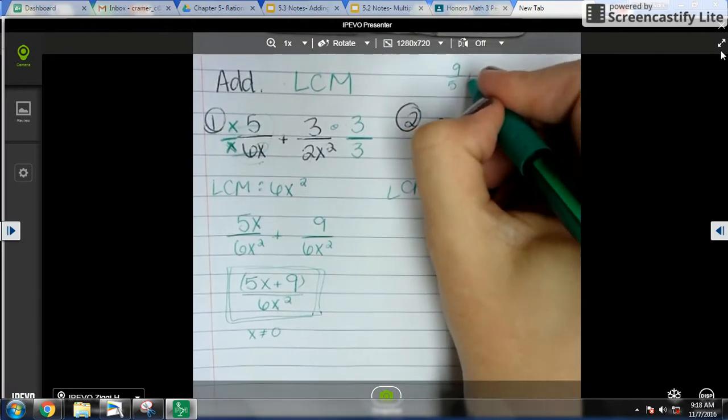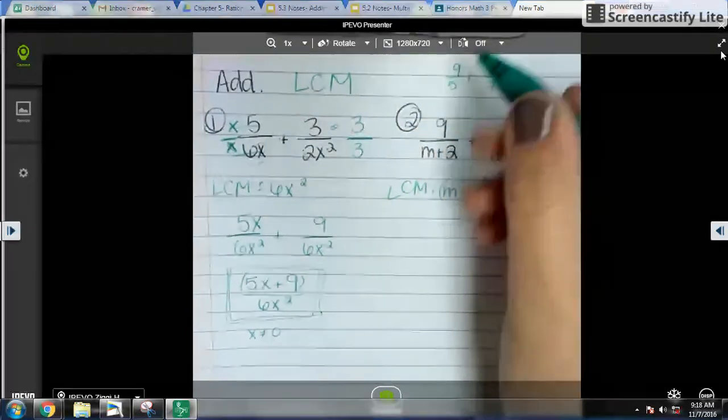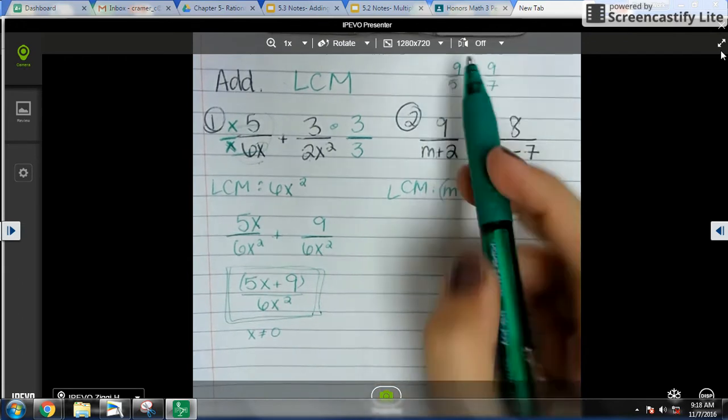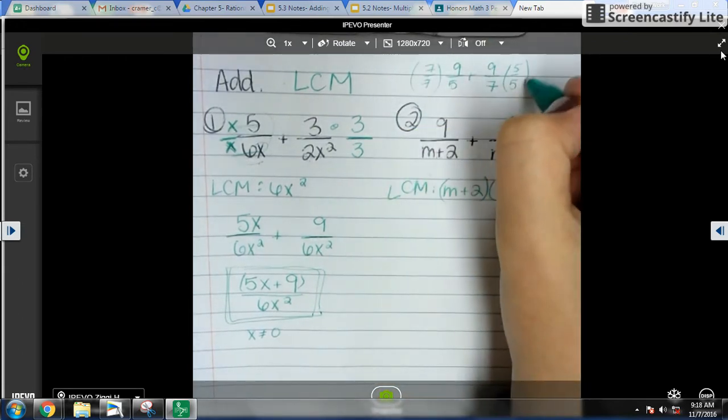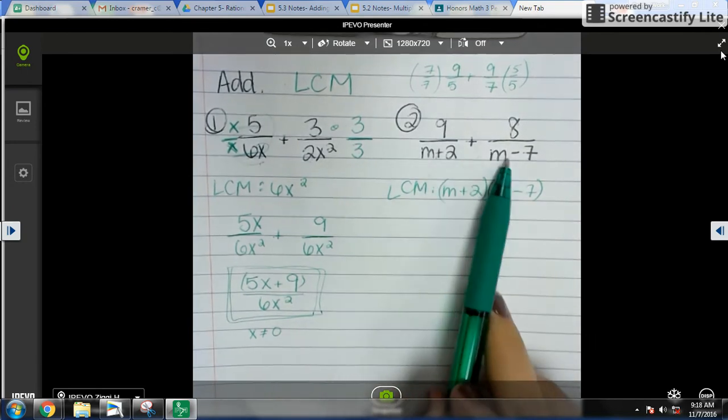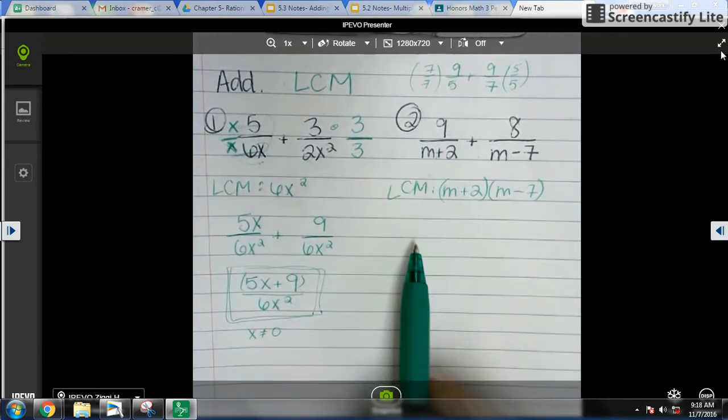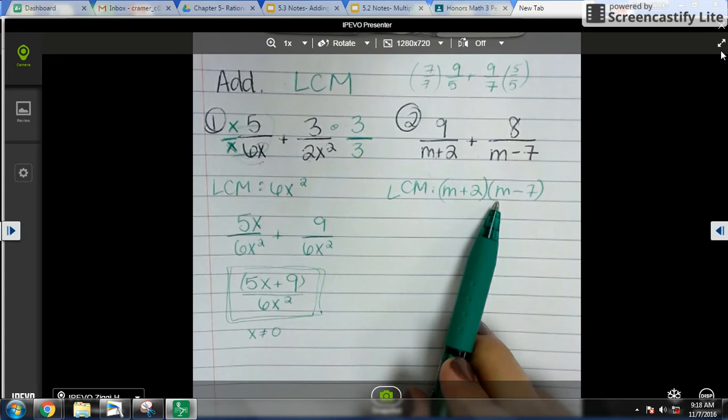And it's kind of like if you had a denominator of 5 and 7. So let's say if this was 9/5 plus 9/7. There is no multiple in common here. So you would have to multiply this by 7 over 7 and this by 5 over 5. Well, the same thing goes here. There's no common. So our common is going to be both of them multiplied together.